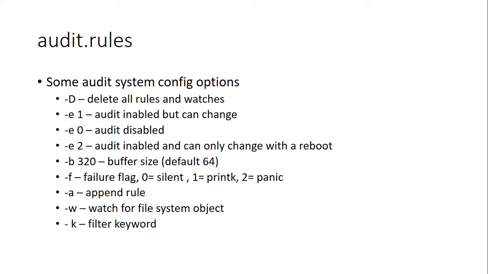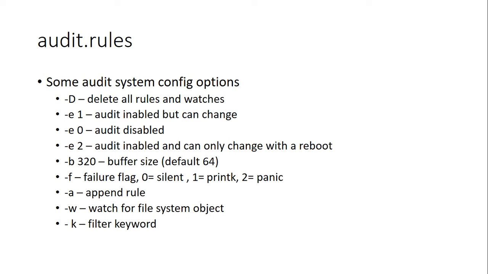So if you are going to use audit against a hacker or some intrusions, you should use -e with 2, because if someone is going to hack your system and change your audits, they need to restart your system, and when they restart your system you will know that something happened.